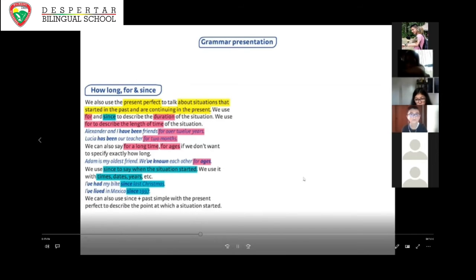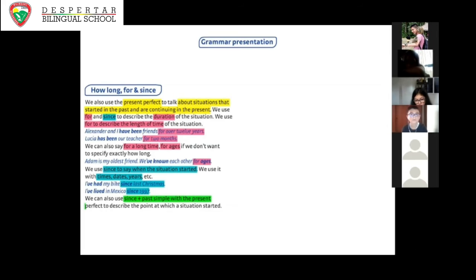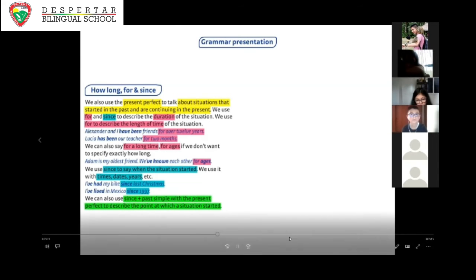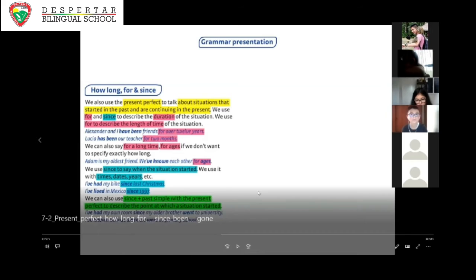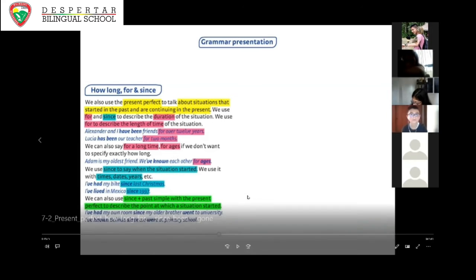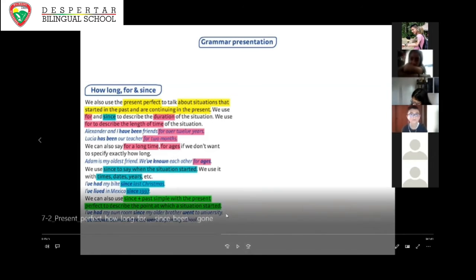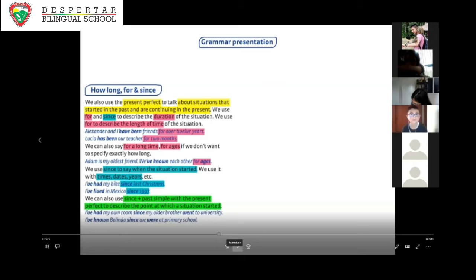We can also use since plus past simple with the present perfect to describe the point at which a situation started. Ok, pay attention here. También podemos usar since para combinar the present perfect with the past simple. You can combine that. Podemos combinarlos usando el since, las dos formas, el presente simple, perdón, el pasado simple con el presente perfecto.